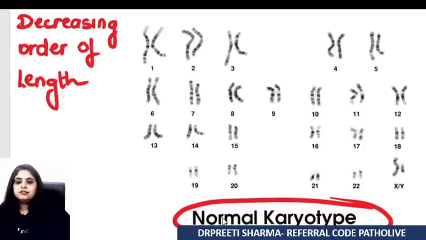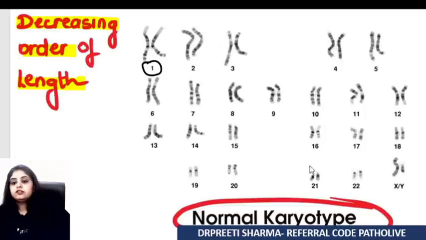Well, this is nothing fancy. This is a normal karyotype. And what are the questions that they can possibly ask me out of this? First, they'll ask you the way the chromosomes have been arranged. What is the order in which they've been arranged? So please remember, they are arranged in the decreasing order of length.